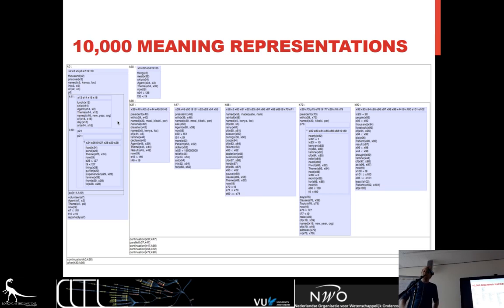And if people show a picture like this, oh, you're not supposed to read it. Well, yeah, you can't read it, but you're supposed to read it. This is the stuff that Boxer produces. Right? So this is a text. It's a short text, but you get already a very large meaning representation.